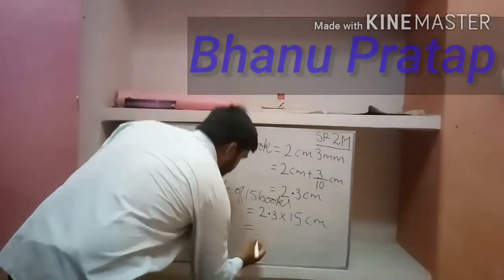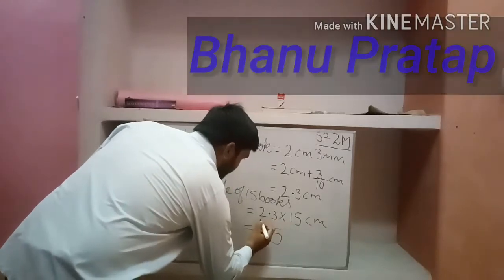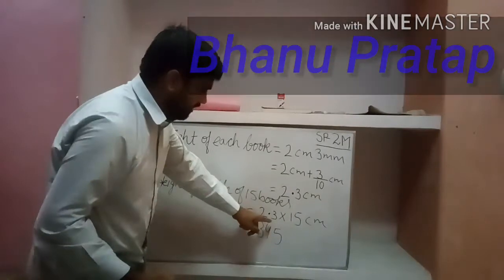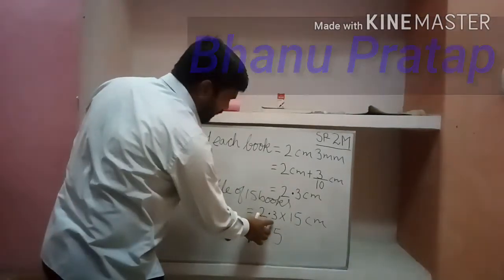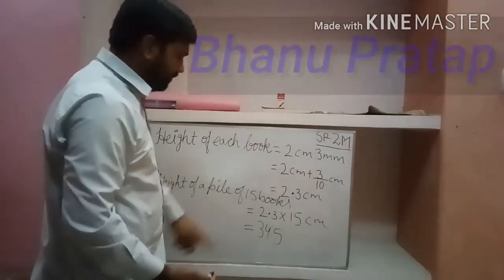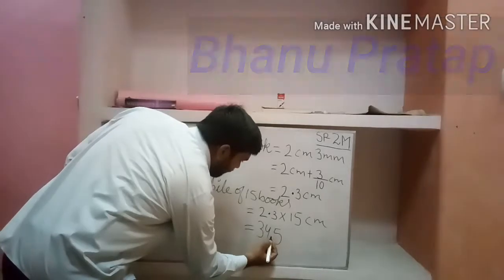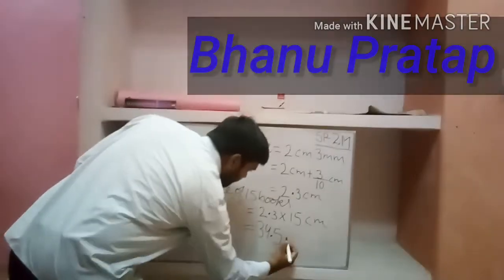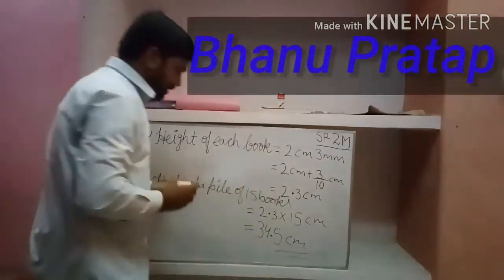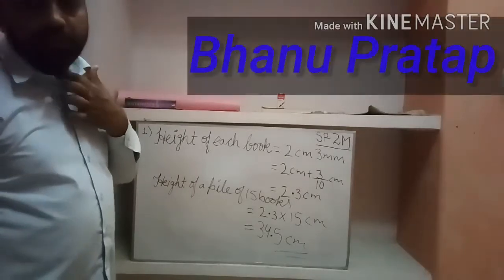Now see, 15 times 3 is 45, 5 carry 4, 15 times 2 is 30, 30 plus carry 4, 34. Now see, the decimal in the multiplication is what? From the last, that is one place. So in the product also we put the decimal from the last one place. So here we put the decimal before 5. That is 34.5 centimeter. That is the answer for the first one. 34.5 centimeter is the height of the pile of 15 books.